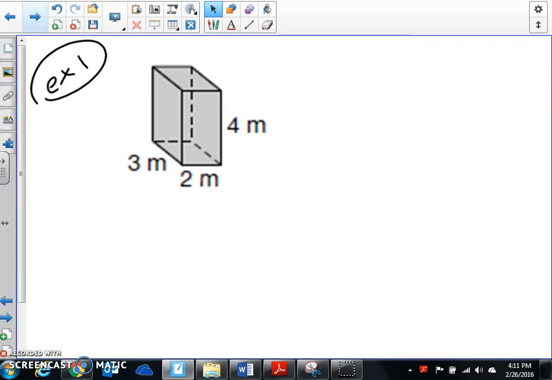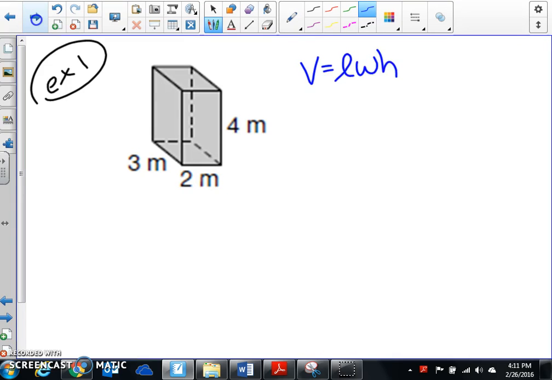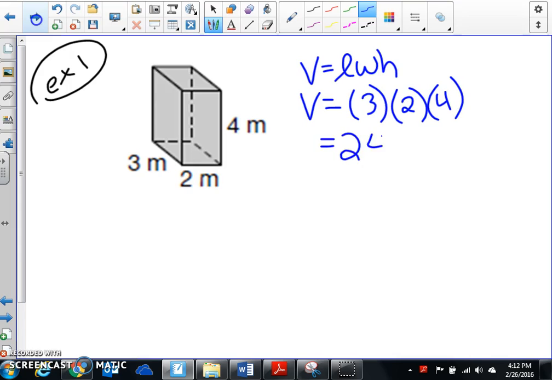All right, here's our first one. Find the volume. So volume equals length times width times height. Volume equals, and honestly, it does not matter which order you put it in because multiplication is commutative. So 3 times 2 times 4. So 3 times 2 is 6, 6 times 4 is 24. And then meters, so for volume, I'm multiplying 1m, 2m, 3m's, so it's meters cubed.